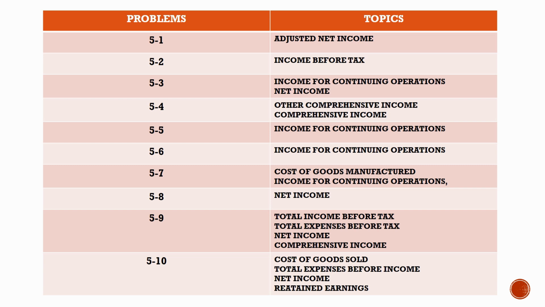5-8, net income. 5-9, we're going to find total income before tax, total expenses before tax, net income, and comprehensive income. And lastly, for problem 5-10, we're going to find cost of goods sold, total expenses before income tax, net income, and retained earnings. So now let's proceed to the problems.